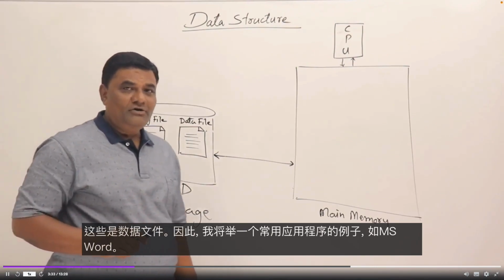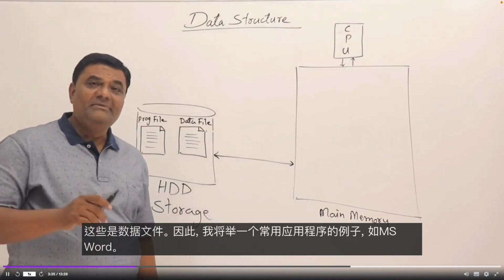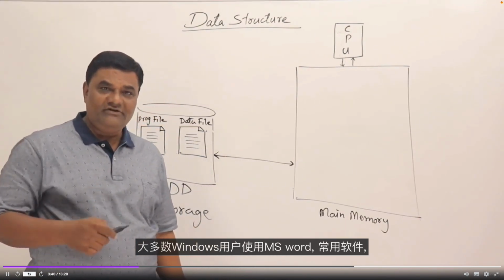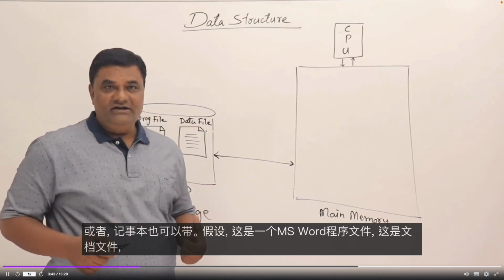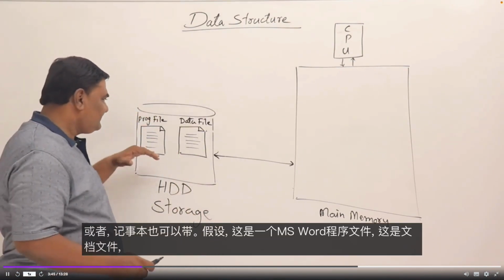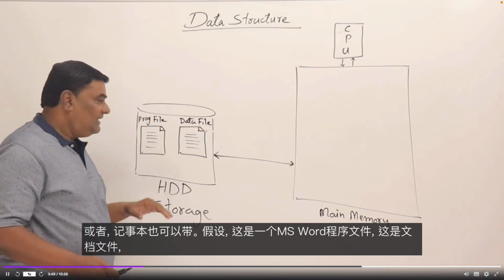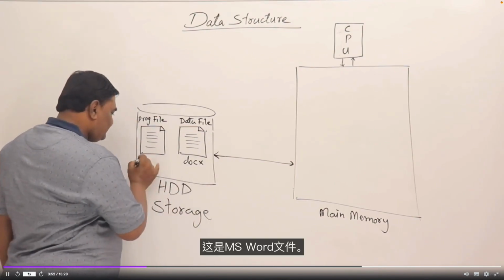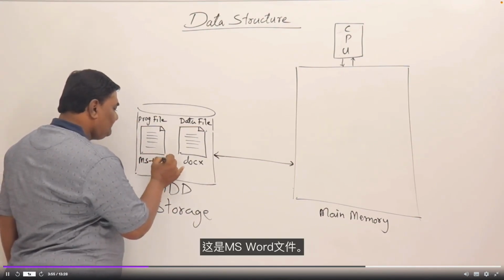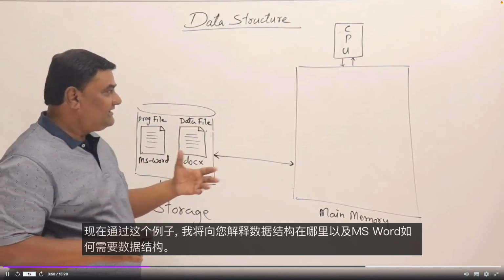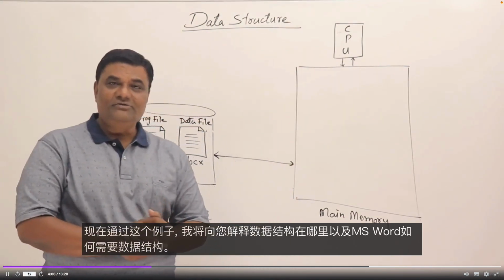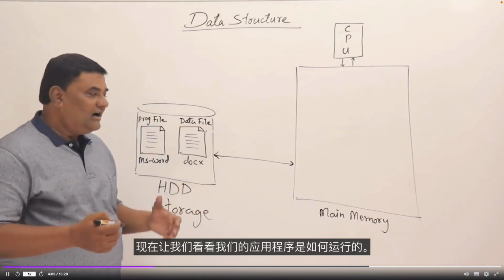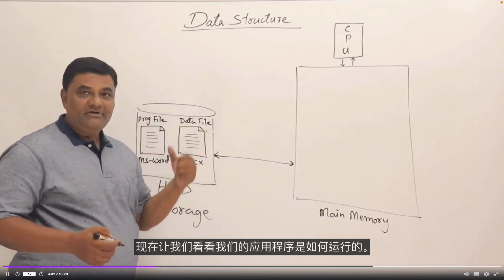So I'll take one example of a commonly used application like MS Word. Most Windows users use MS Word, commonly used software, or Notepad also you can take. Assume that this is the MS Word program file and this is a document file or docx file. Now through this example, I'll explain to you where the data structure comes into the picture and how MS Word may need data structure. Now let us see how our application program runs.